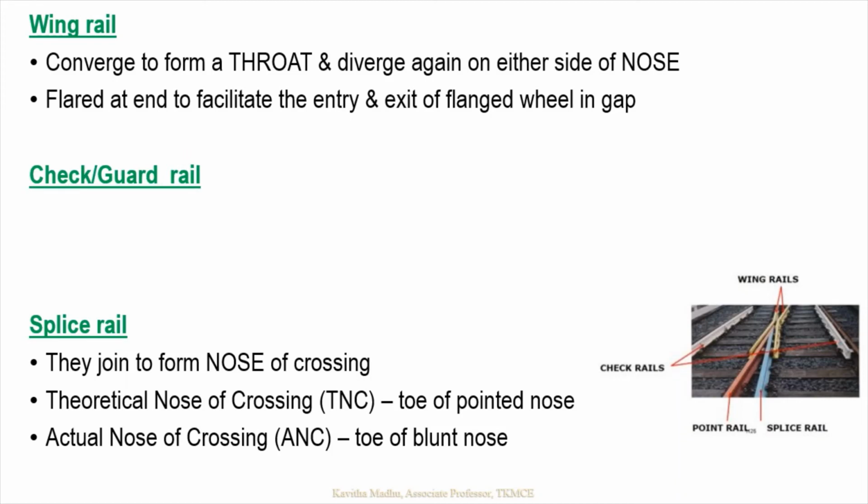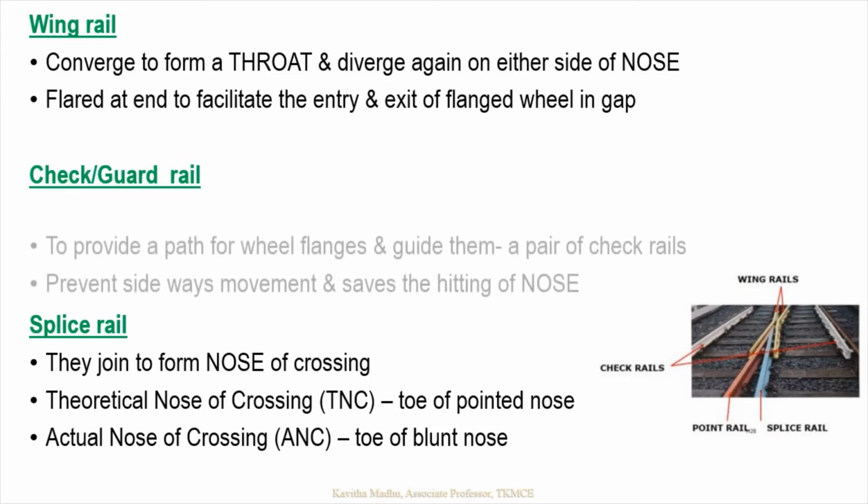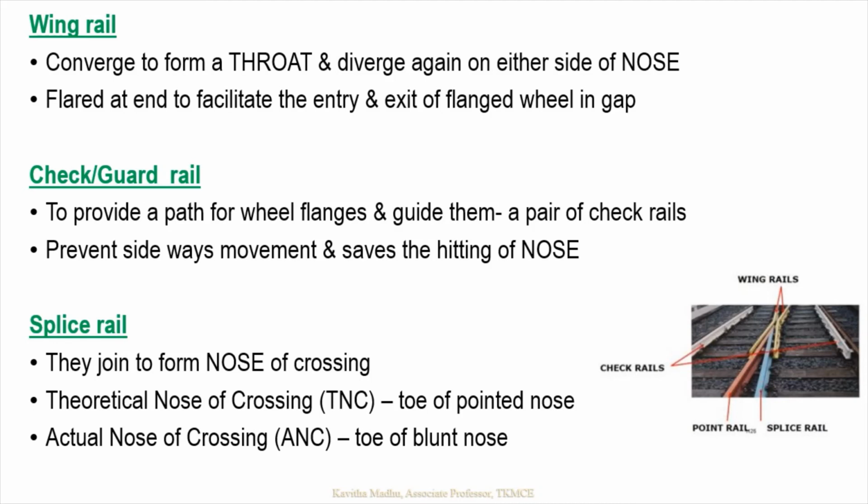Then there is the check or guard rail. In the figure you can see the white ones, they are the check rail or the guard rail. They provide a path for the flange and guide the wheels in the proper direction. A pair of check rails will be provided at the crossing. It will prevent sideways movement and saves the nose from being hit. When a train crosses from the main track to the branch line, there are chances that the wheel will come and hit the nose. This can be prevented by providing check rails at the crossing. So these are the different components of a crossing.